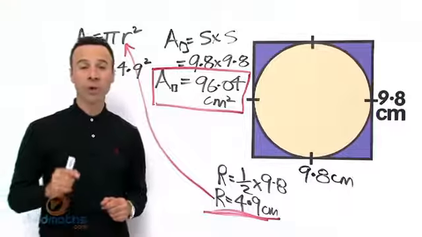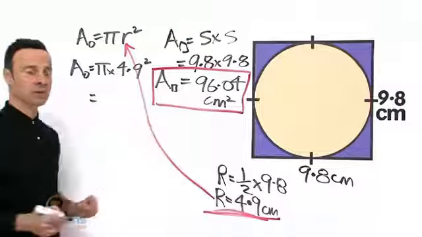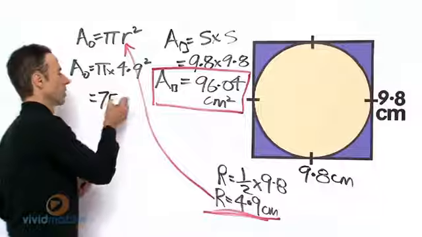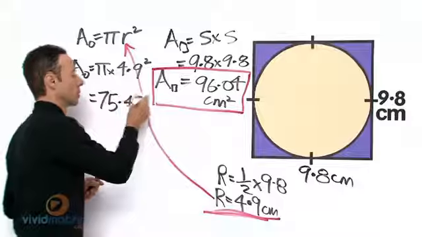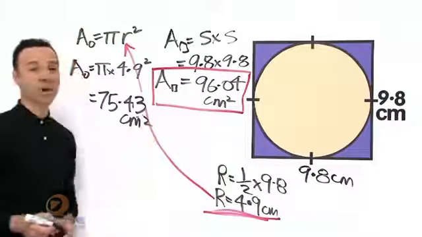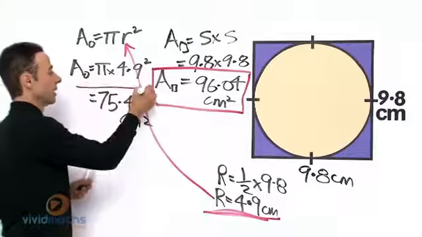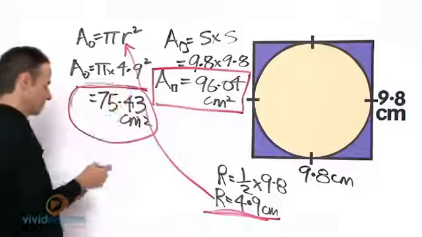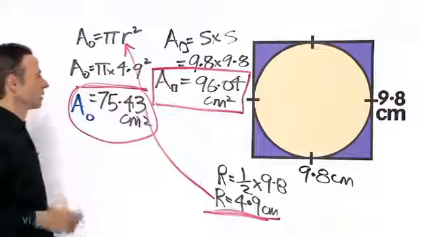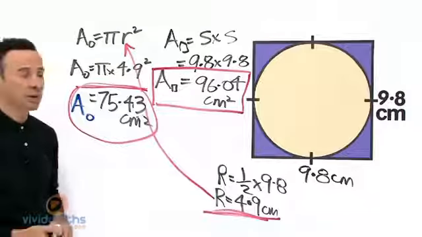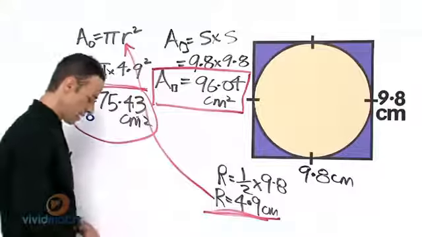Pi times 4.9 all squared on your calculator for the whole area of the circle will give us 75.43 centimeters squared. There's our area for our circle. Area circle. Okay. Now, it's merely a matter of having the whole square, taking away, subtracting the circle. So let's do that now.